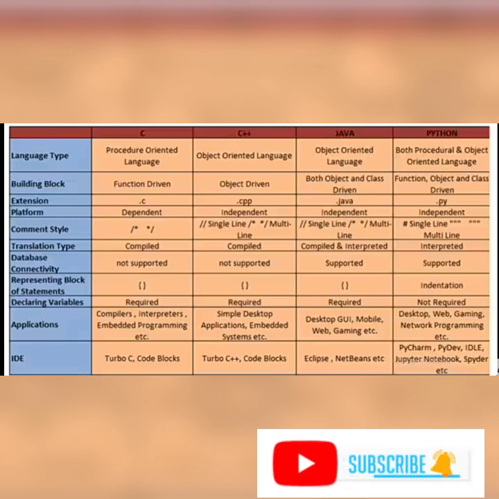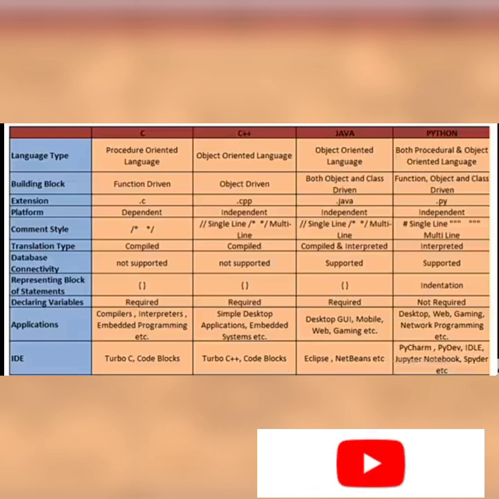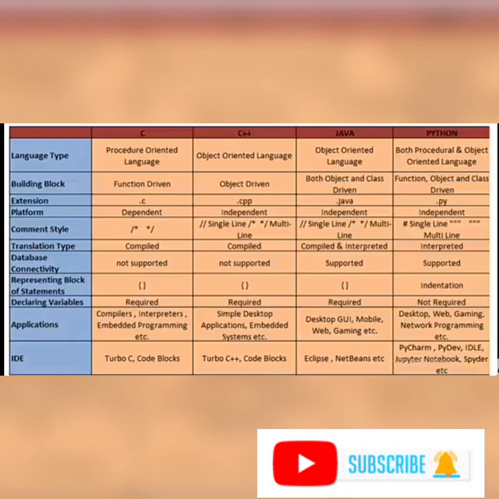Language type: every programming language has its own language type. C is a procedure oriented language, and C++ is an object oriented language. Java is an object oriented language, but Python is both procedural and object oriented. And C has a function driven building block, C++ is object driven, Java is both object and class driven, and Python is function, object and class driven.